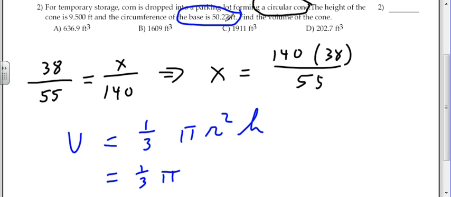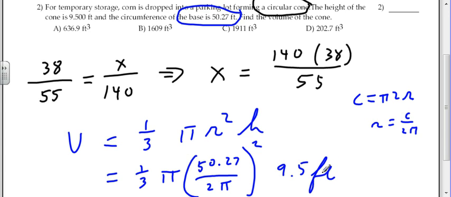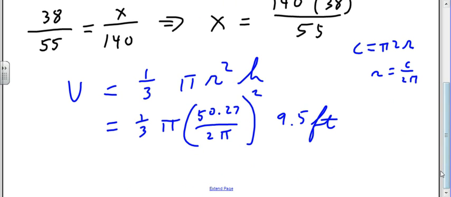All right, so if the circumference is that, C is equal to 2 pi r. So r is equal to the circumference divided by 2 pi. Okay, so we want 50.27 divided by 2 pi. And that makes it the radius, and then we're going to square it, and then the height is going to be, oh, it's 9.5 feet. I thought that said 9,500 feet. That's a whole lot of corn.